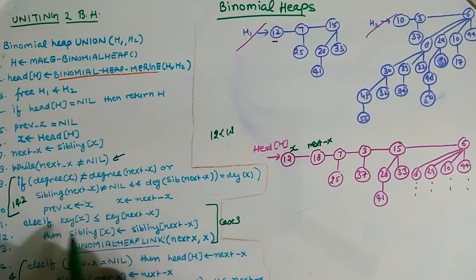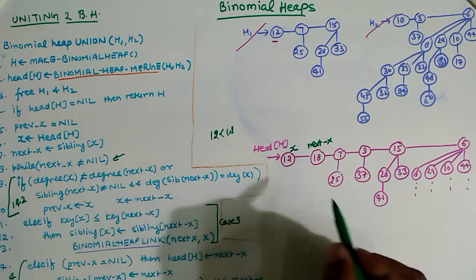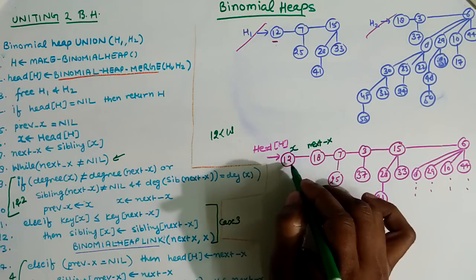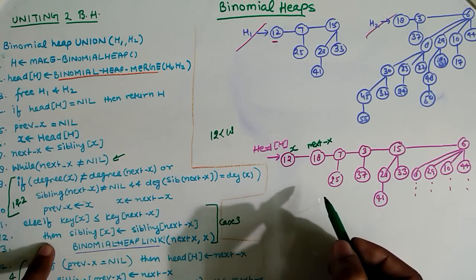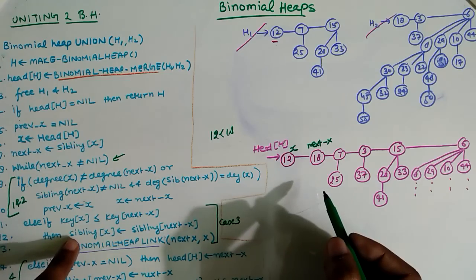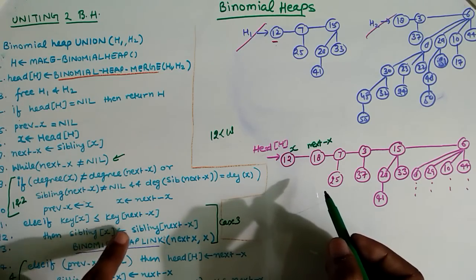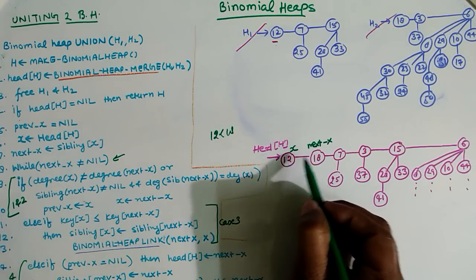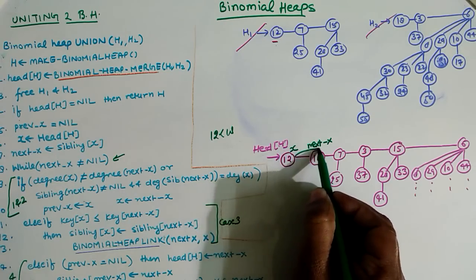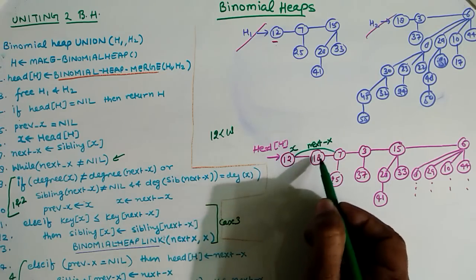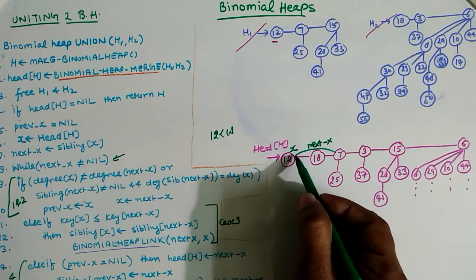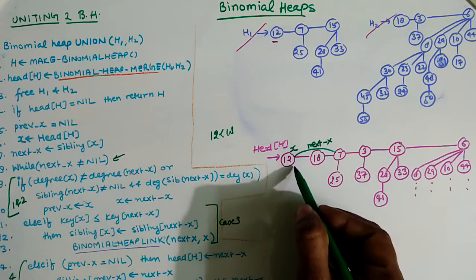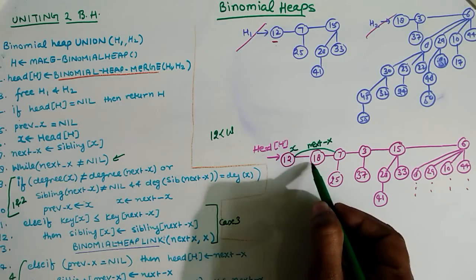Because I go into the else if part, what I did is exchange the pointers. Inside the body of else if, it will assign the sibling of x to the sibling of next of x. So now the sibling of x would not be next of x, it is sibling of next of x. So it means this node is removed. I just connect this pointer to here and then call the binomial heap link on next of x and x.